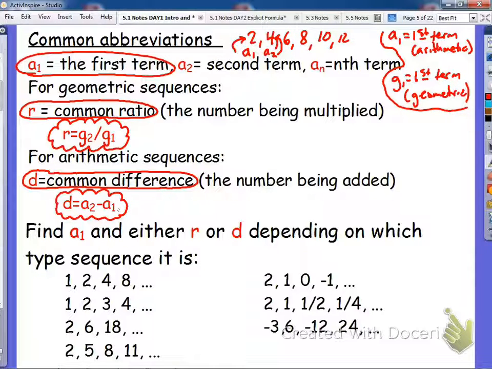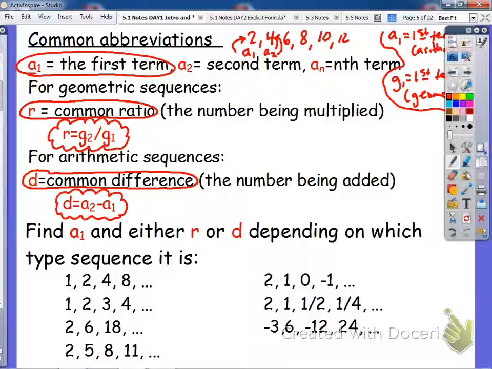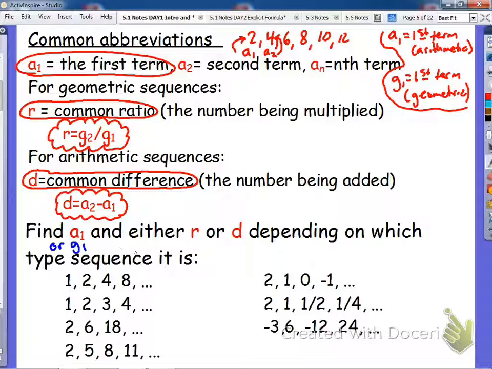Okay? So, now, our goal here is to do a couple example problems. So we're going to find the first term and either R or D, depending on which type of sequence it is. Now, obviously the first term would be A subscript 1 if it's an arithmetic sequence. It's going to be G subscript 1 if it's a geometric sequence. Alright, so let's look at this very first example here.